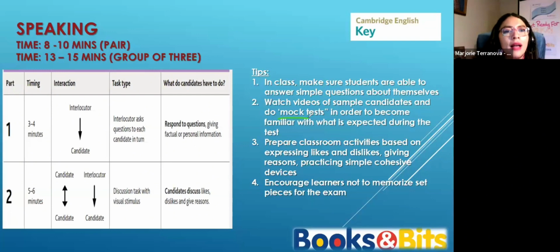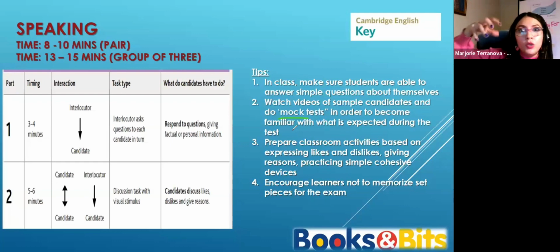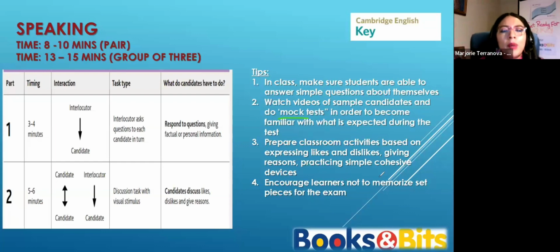Watch videos in class, stop them and say, instead of that, what can we say? Look for alternatives. It's better when you use videos for all the class and you start working with everybody. Instead of this, what can we say? You know, prepare classroom activities based on expressing likes and dislikes. This is an important part of the test, okay? And I will explain to you why.